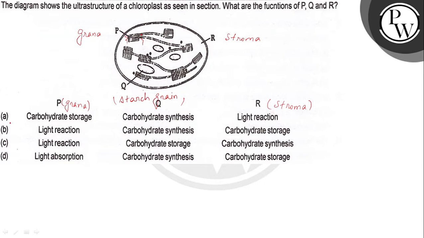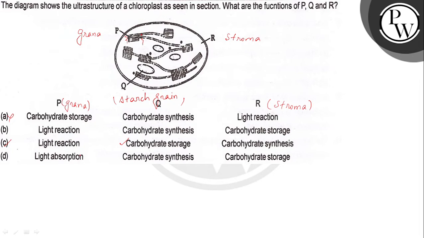Option A says grana is responsible for carbohydrate storage. No, grana is not responsible for carbohydrate storage. Starch grain is responsible for carbohydrate storage. In order to solve the MCQs fast, let's check the options for Q. Over here, Q, which is starch grain, only option C says the starch grain is responsible for carbohydrate storage. So let's observe the C option first.